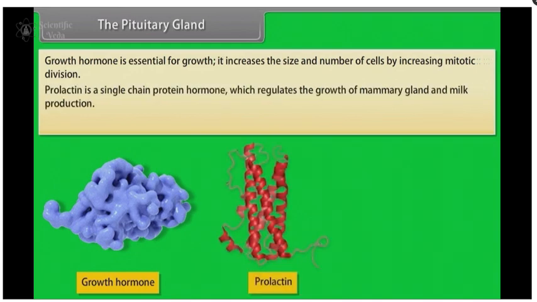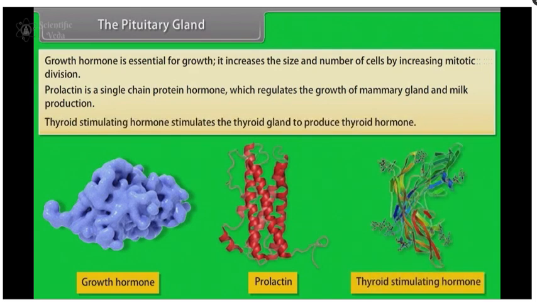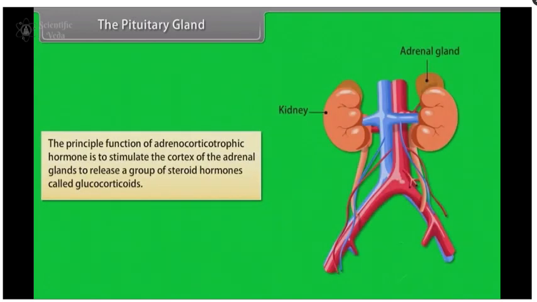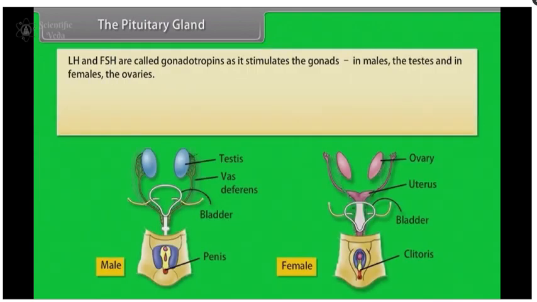Prolactin is a single-chain protein hormone which regulates the growth of mammary glands and milk production. Thyroid stimulating hormone stimulates the thyroid gland to produce thyroid hormone. The principal function of adrenocorticotrophic hormone is to stimulate the cortex of the adrenal glands to release a group of steroid hormones called glucocorticoids. LH and FSH are called gonadotropins as they stimulate the gonads, in males the testes and in females the ovaries.